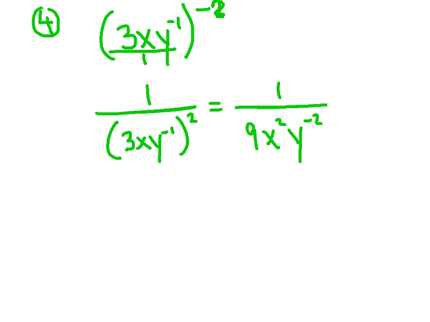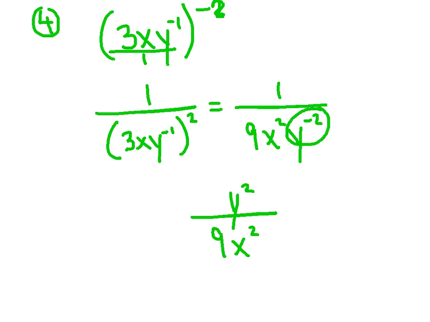Now, you might be tempted to stop there, but it is good math etiquette to not leave negative exponents in our answer. So what I'm going to do is move the y squared term up to the numerator while leaving the 9 and the x squared in the denominator. Why only move the y term? Well, it is this rascal right here.